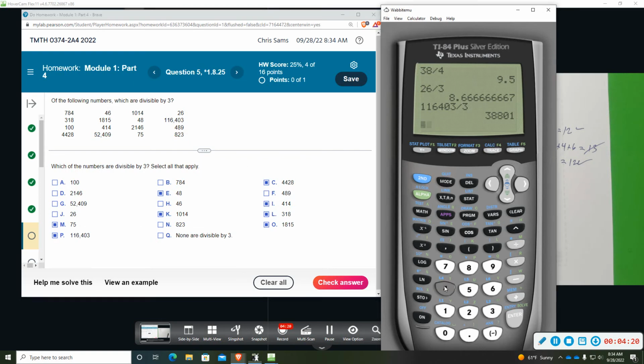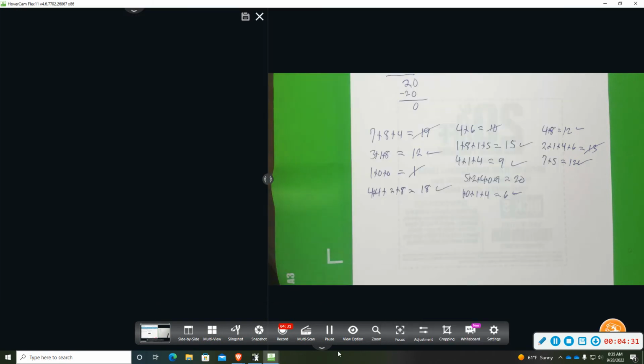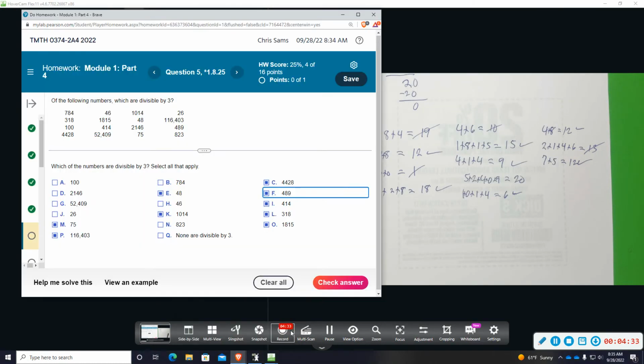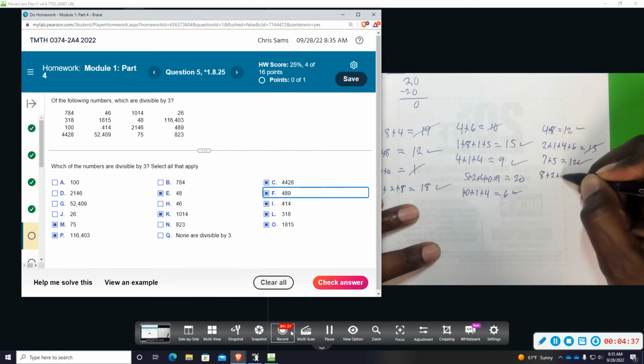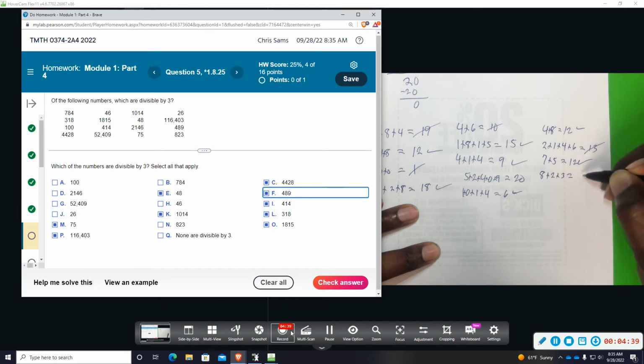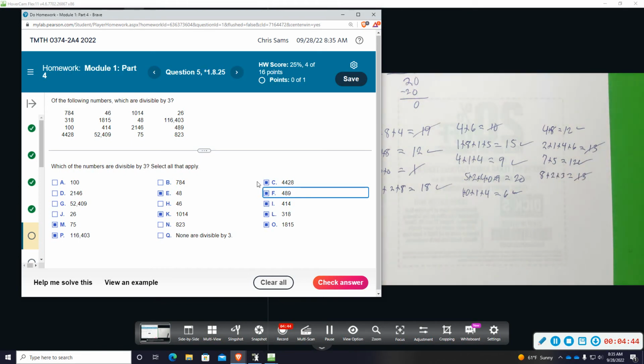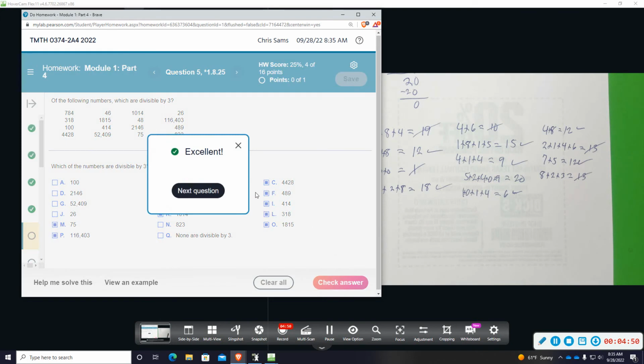489. 163, so 489 is. And then 823. I'll do this last one by hand. 823. 8 plus 2 plus 3. 10, 13, and that's not divisible. So it should be these numbers that we have checked. We've checked every single number, and those are the ones that are divisible by 3.